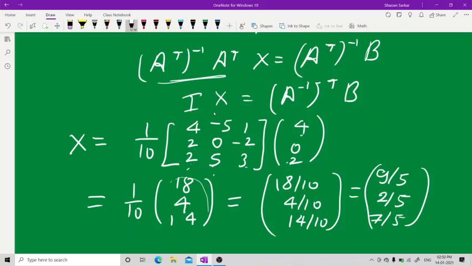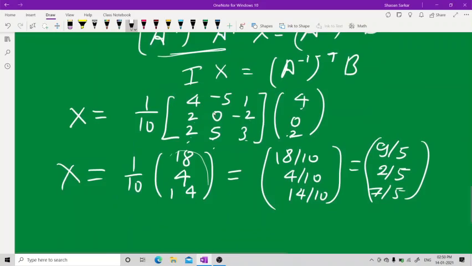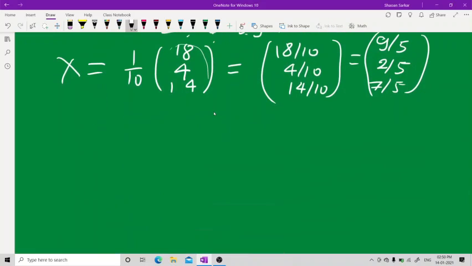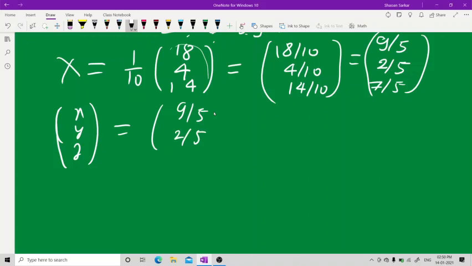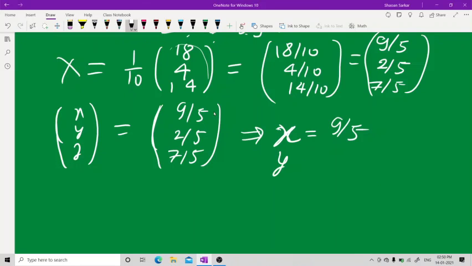So this is your x. That means your x, y, z is 9 by 5, 2 by 5, and 7 by 5. So with this, this implies small x is 9 by 5, small y is 2 by 5, and z is 7 by 5.